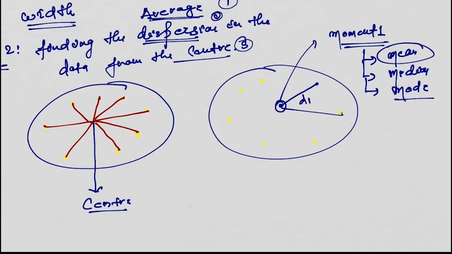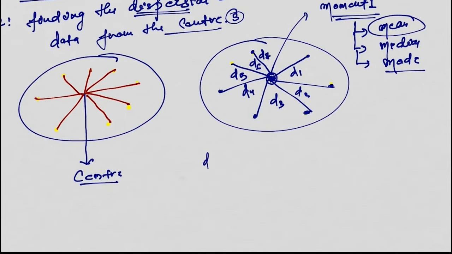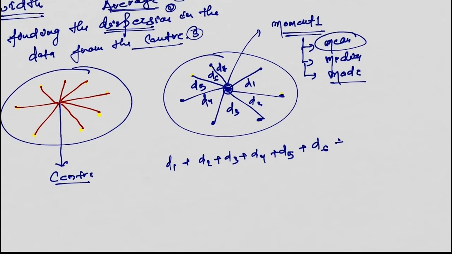So this is D1, this is D2, this is D3, this is D4, this is D5, this is D6. So we have 7 data points. Assume the center is also one of the data points. So we have 8 data points. So if I do this, D1 plus D2 plus D3 plus D4 plus D5 plus D6 plus D7 plus, if you're assuming the center to be a data point, the distance from the center will be equal to 0.